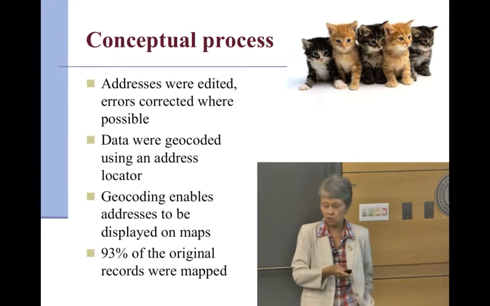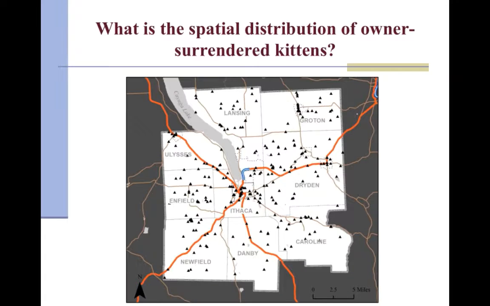So that's pretty high. You're striving to get as high a proportion as possible, because otherwise you're quite likely to get misleading information. Okay? So here's the distribution of the kittens in Tompkins County. Looking at that, now obviously some of these little triangles represent more than one kitten. Okay, so looking at that, does it look like there are any patterns?